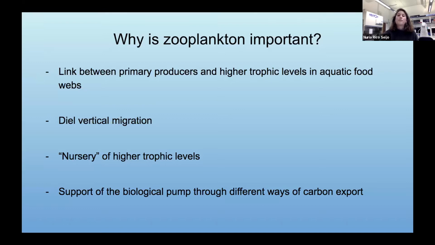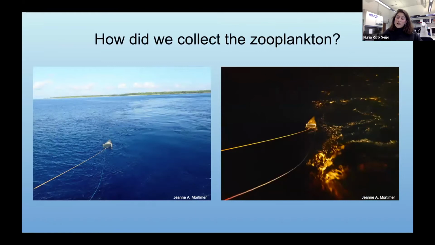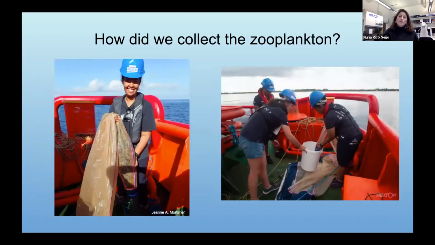So now let's go into the fun part, which is how do we collect the zooplankton in the Seychelles waters? As we see here, we have two images, one at day and one at night. We collected samples both times since we wanted to see how the diel vertical migration works in the Seychelles waters. So we drag our neuston net over the surface for 20 minutes, and then we collect it and bring it up to the boat.